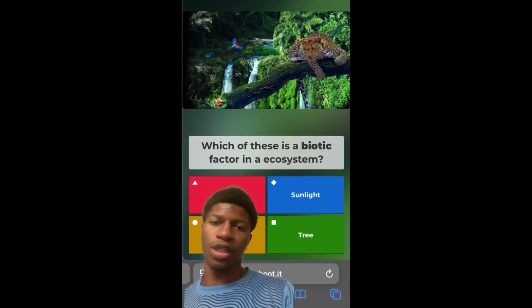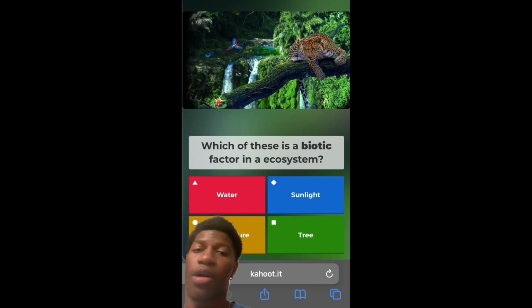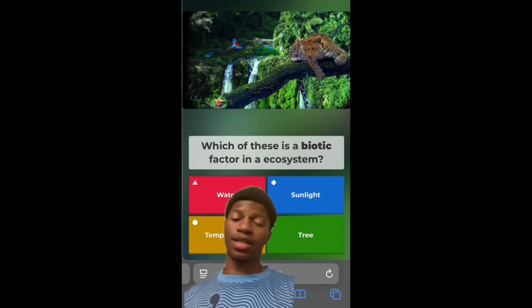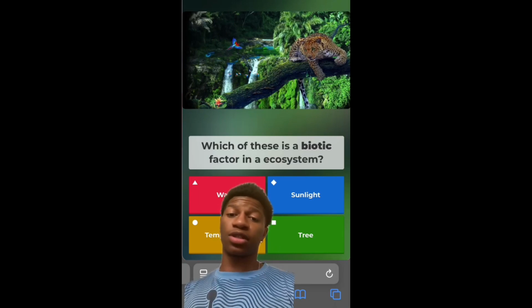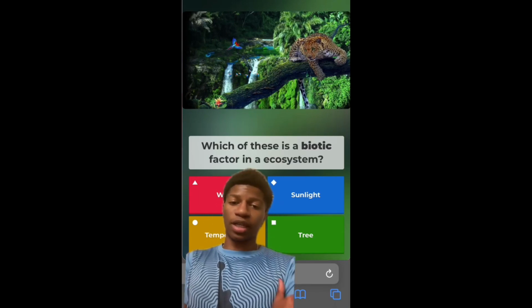The third question is, which of these is a biotic factor in an ecosystem? We got water, sunlight, temperature, and trees. We can go ahead and X out water because that's non-living. Same with sunlight and temperature. These are non-living things. So the trees would be the correct answer here.